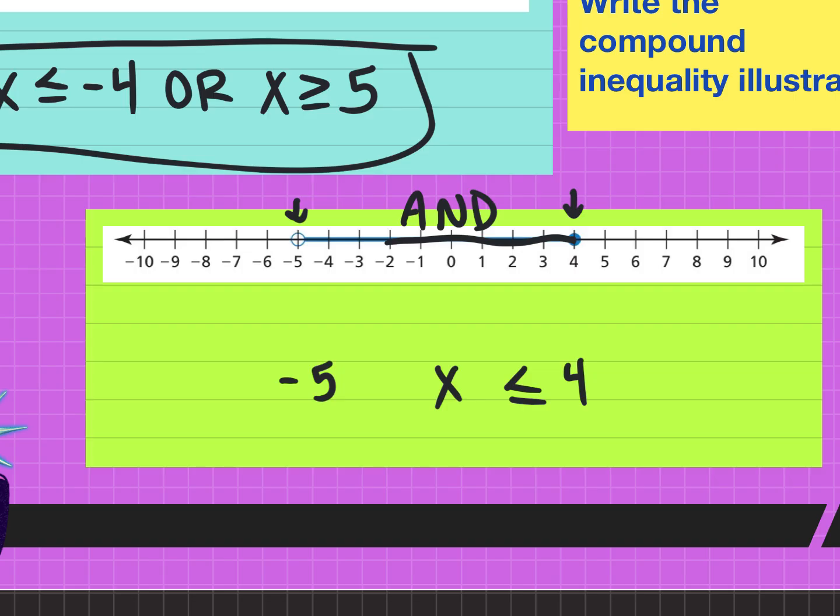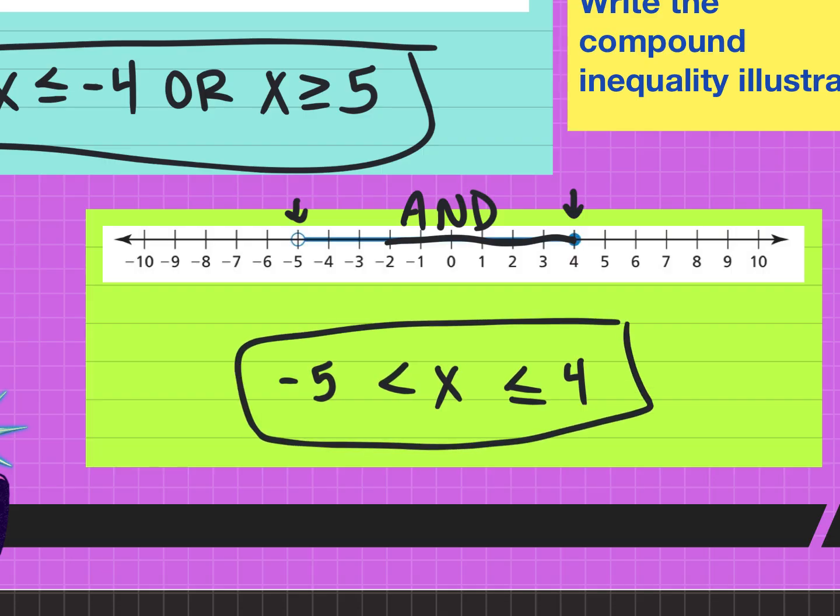However, be careful. I'm not going to write a greater than symbol here. I have to think about what x is, and since x is behind the negative 5, if x is greater, it has to be on the other side. And I don't put an or equal to sign because it's an open circle. So that would be my inequality there.